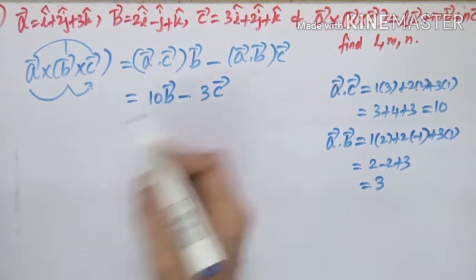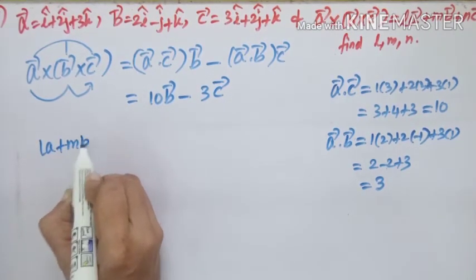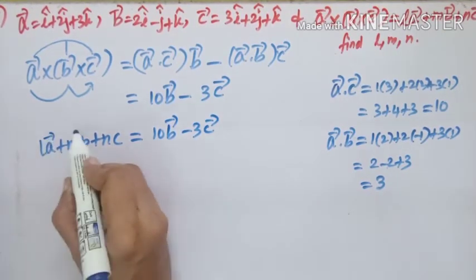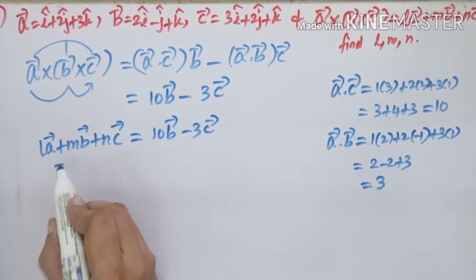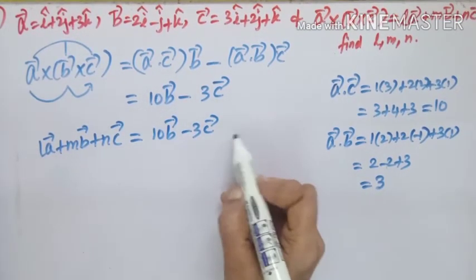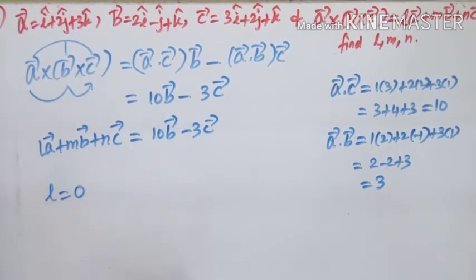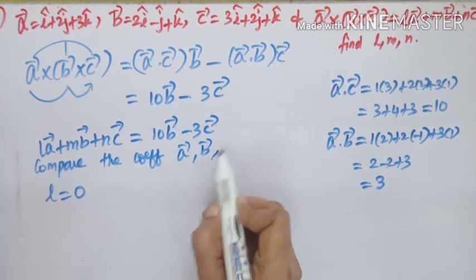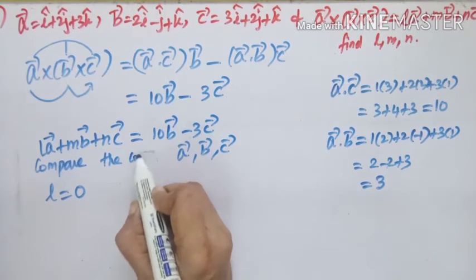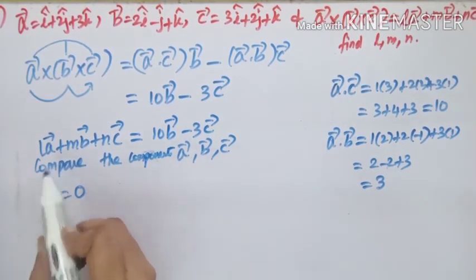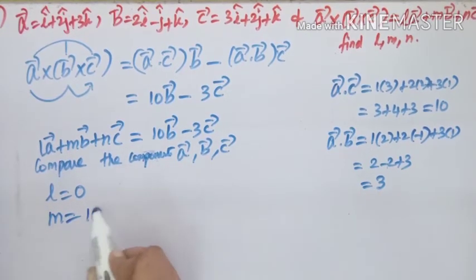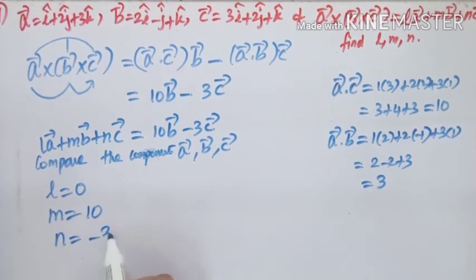Compare this with LA, MB, NC. I get LA plus MB plus NC equal to 10B vector minus 3C vector. There is no A vector here. So A vector is not missing, it means I can say it is 0 A vector, or L is equal to 0. So we compare the coefficients, or rather the components, of A, B, C. So A component is L, here no A means 0. B component is M, that is 10. C component is N, that is minus 3. So my answer is L is 0, M is 10 and N is minus 3.